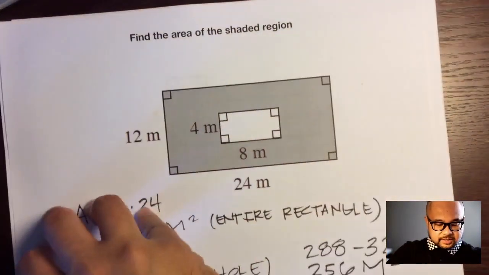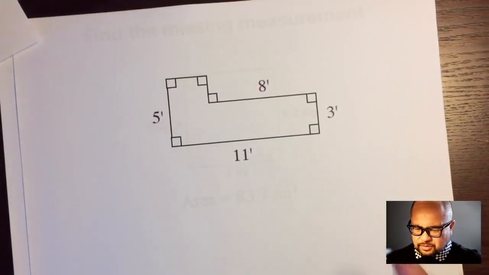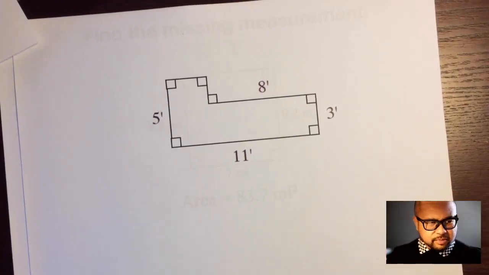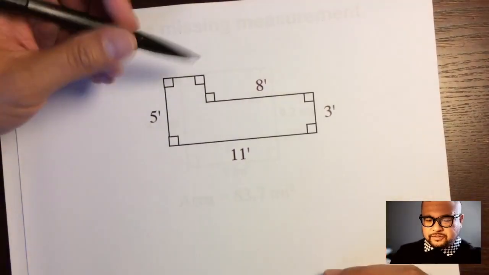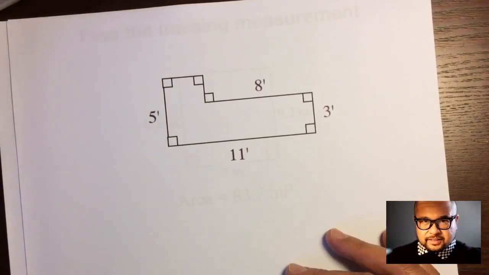Our next example, let's look at this one. There is no hole, but it looks like we have multiple rectangles. So you can do this problem a few different ways. So we could divide this up. So this isn't a rectangle, but we can divide it up into some rectangles.